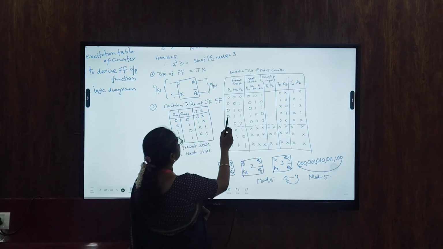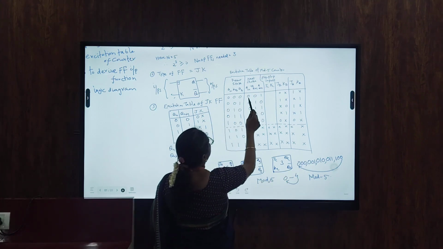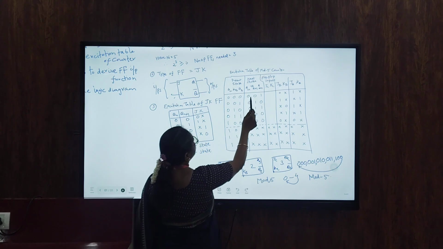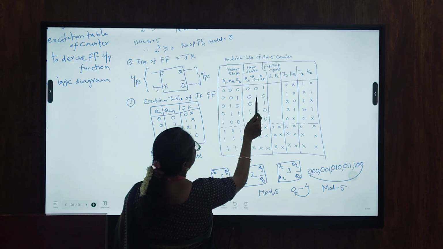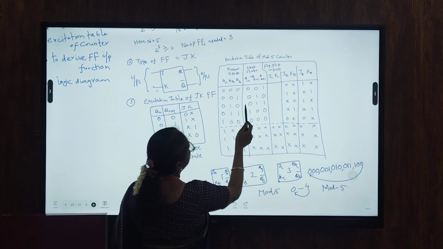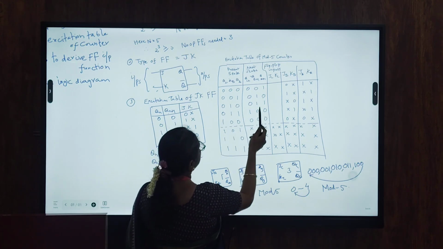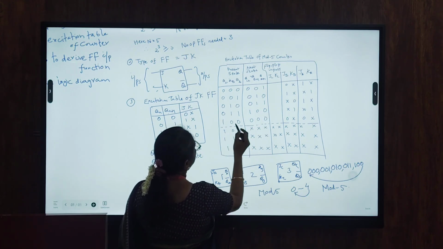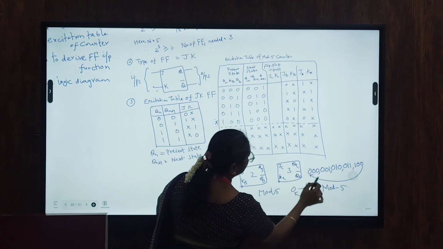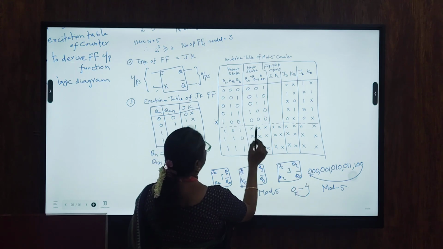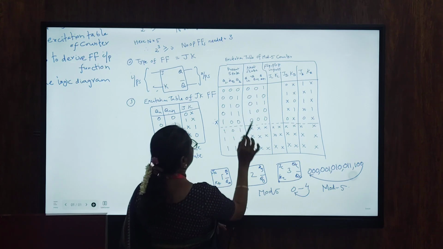If my present state is 0 0 0, my next state is 0 0 1. That is what I have written under the next state. Suppose the present state is 0 0 1, the next state is 0 1 0. Present state 0 1 0, the next state is 0 1 1. Present state 0 1 1, the next state is 1 0 0. If the present state is 1 0 0, this is the important step here: the next state should be 0 0 0, as I showed in the count sequence. So first we have written this. This is the required count sequence.